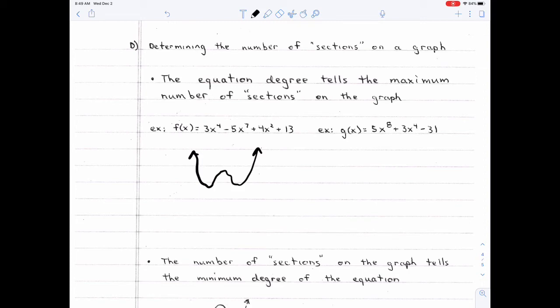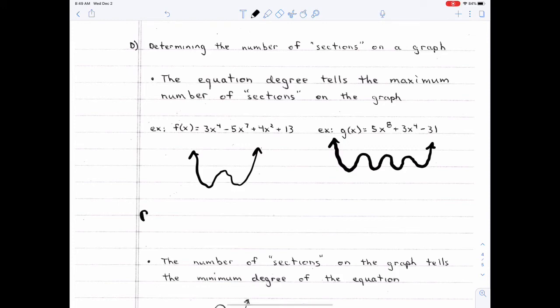If you just have f of x equals 3x to the 4th and nothing else following it, you'd actually only end up with 2. But in general, what you need to know is it tells you the maximum number of sections. Okay, for x to the 8th, it's probably going to be 1, 2, 3, 4, 5, 6, 7, 8. But it could have maybe 6, okay? Or it could have 2. So it'll always be that degree or 2 less.